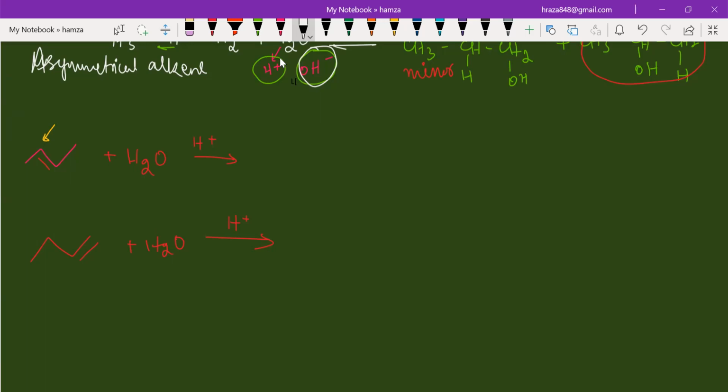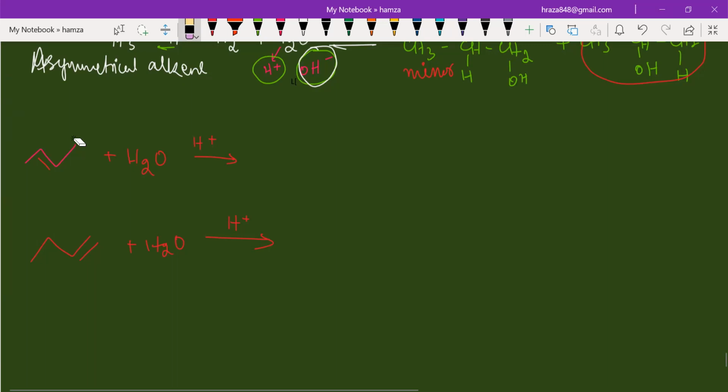Do you know what prop means? 3. Okay, butanol, sir. It is 4. Butanol or butane 2-ol? The OH group is on the first carbon, are you getting it? Butane 2-ol, because it's in the second position. See, first of all, you have to see whether it is symmetrical or asymmetrical. Any one of you? Hamza, Sneha, Alia, Nafisa, can you tell me whether it is symmetrical or asymmetrical?